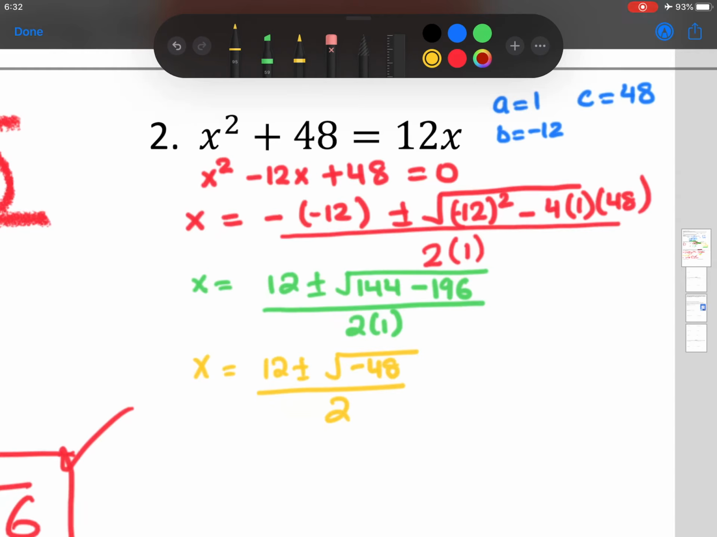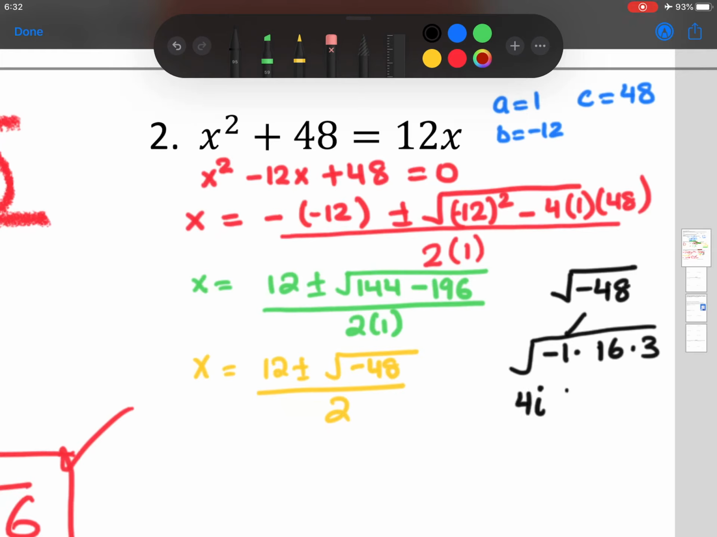Okay, let's simplify that negative 48 here. Now, whenever you have a negative under the radical, remember, we'll separate it. And now, what's the largest perfect square that goes into 48? It's 16 and 3. You can have separate radicals, or you can put all that under one radical. The square root of negative 1 has to do with i. The square root of 16 is 4. And 3 is a non-perfect square, so it's going to go under the radical. So I can replace this for negative 48, right?